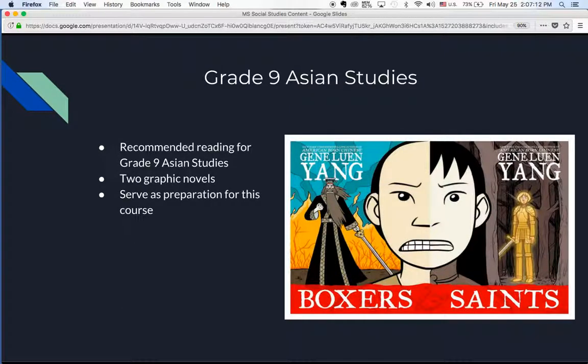Now, the last thing that I want to leave you with is for grade 8 students going on to KIS grade 9, one of the required courses is Asian Studies. One of two of the novels that the teachers there recommend students read over the summer are Boxers and Saints. These are two separate graphic novels that serve as preparation for Asian Studies.